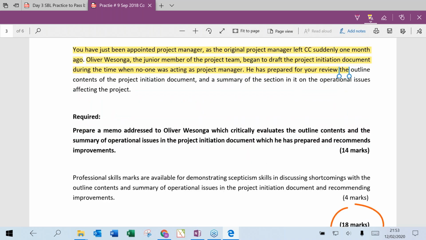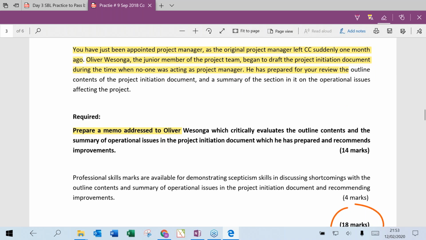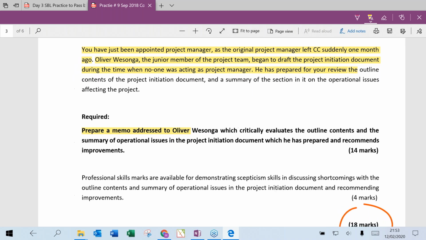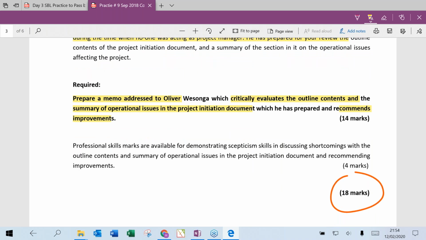Prepare a memo addressed to Oliver. Who's Oliver? Oh, he's a junior member in my team. Okay, right. Which critically evaluates the contents and the summary of operational issues in the project initiation document, which he has prepared, and recommend improvement. 14 marks. Critically evaluate the missing stuff and recommend.